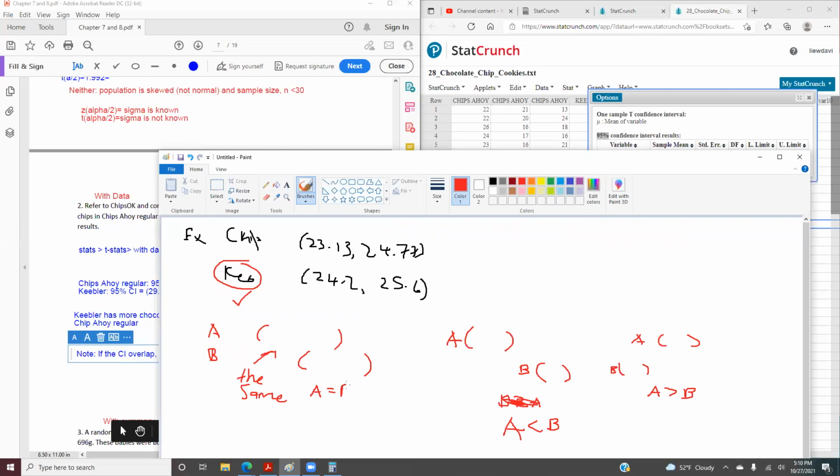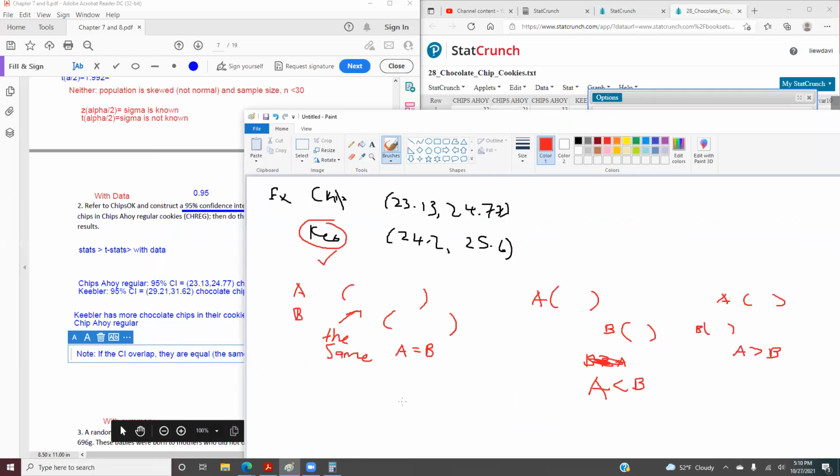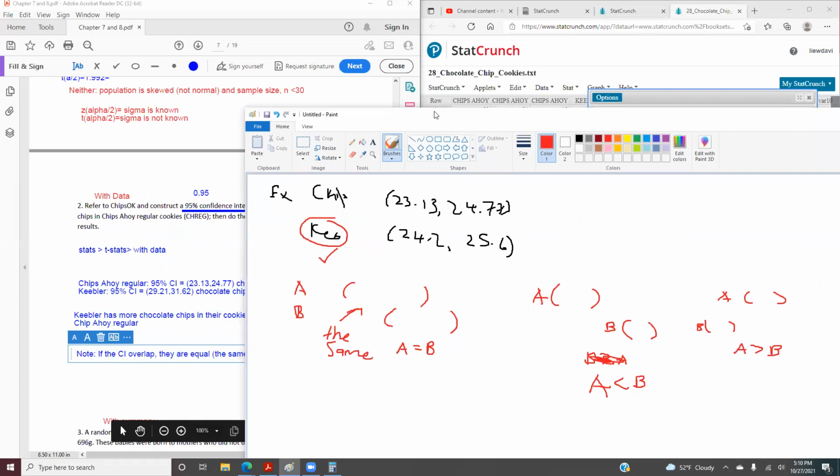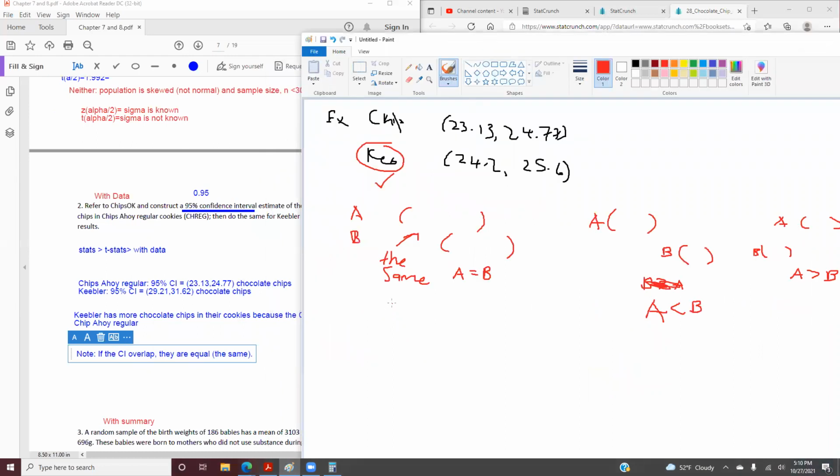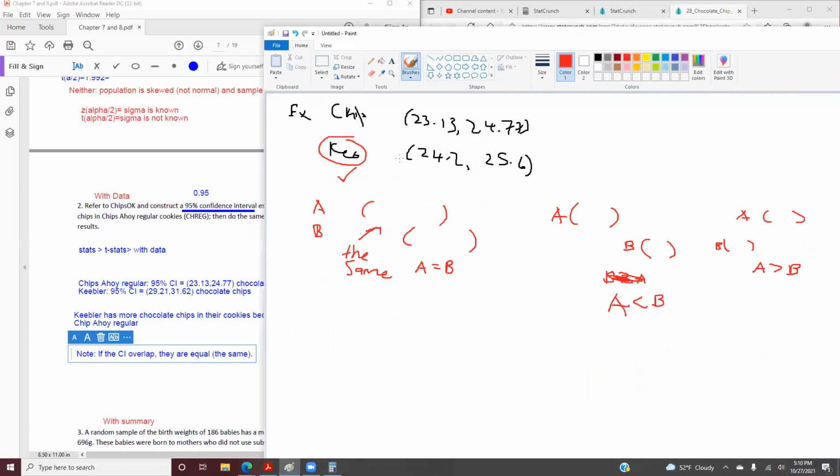Yes, so it's a rule that when they are overlapping, then they are equal. It doesn't matter if the upper limit is higher than the other one. It doesn't matter if they overlap. When I say overlap, it means something like this. Yeah, because I came across questions like that in 7.2. I get it. Yep. Now you know what's going on.